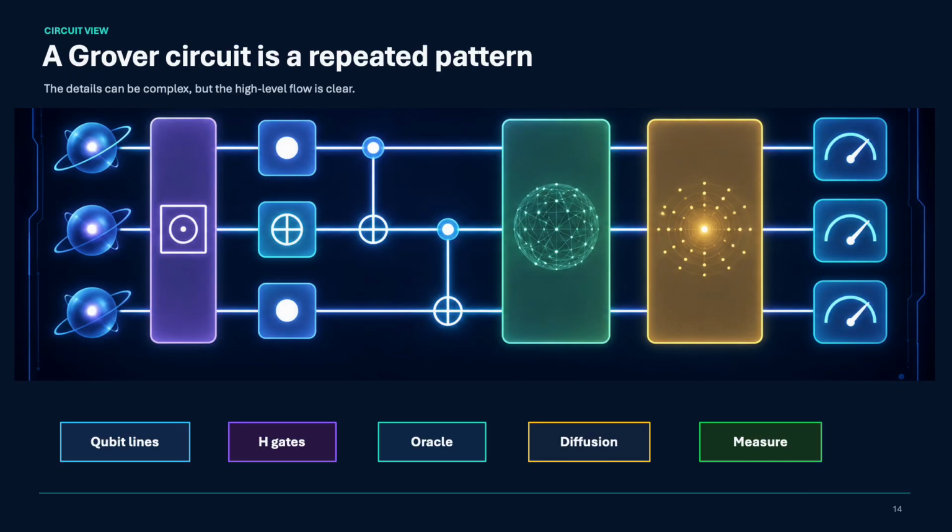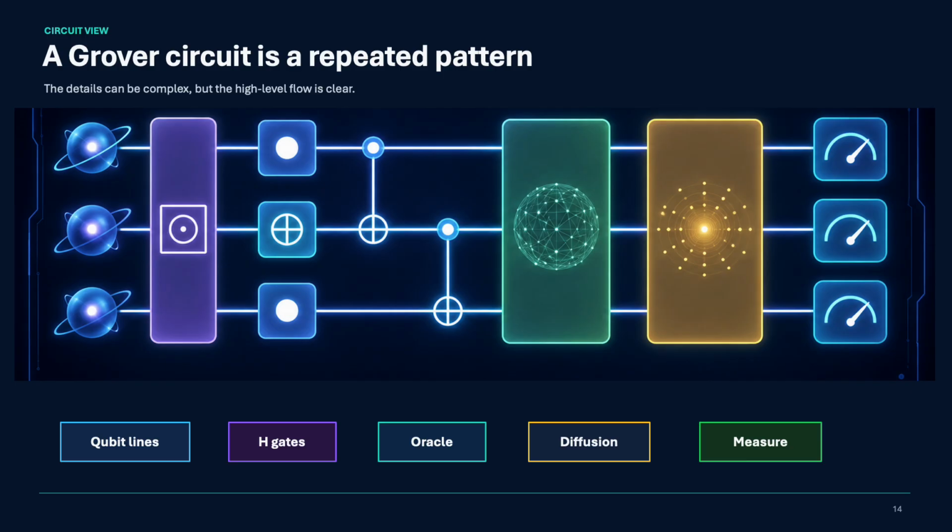The circuit view. Now let's leave the story for a moment and look at how this appears in a quantum circuit. A circuit is simply a recipe. The horizontal lines represent qubits. We first prepare those qubits. Then we normally place Hadamard gates on them to create superposition. Next comes the oracle. After the oracle comes the diffusion operator. And finally, after repeating the Grover loop the appropriate number of times, we measure.